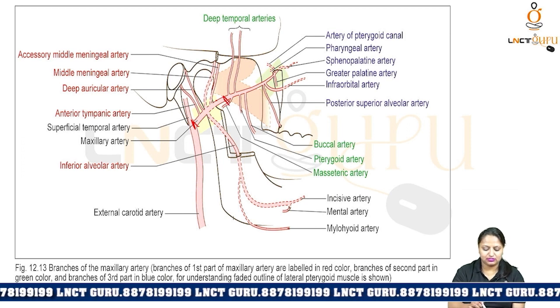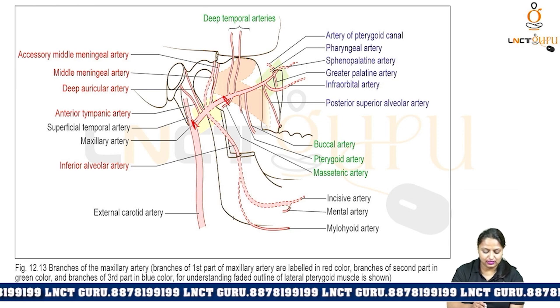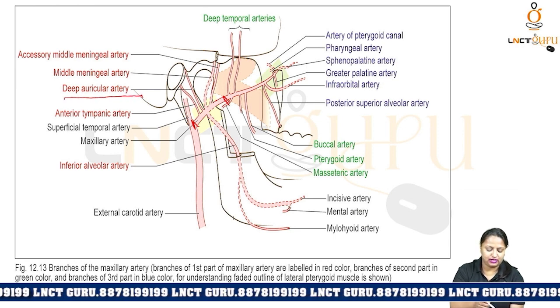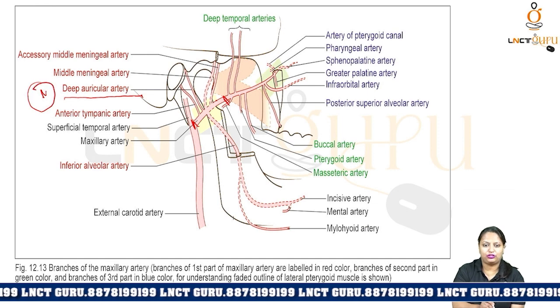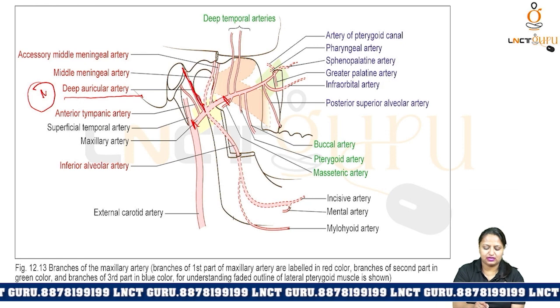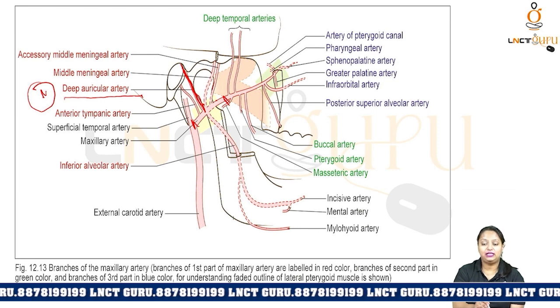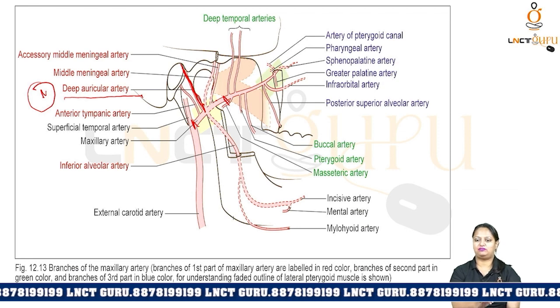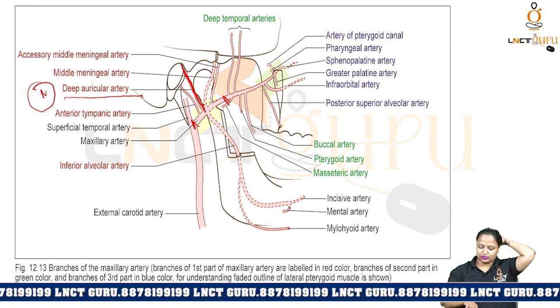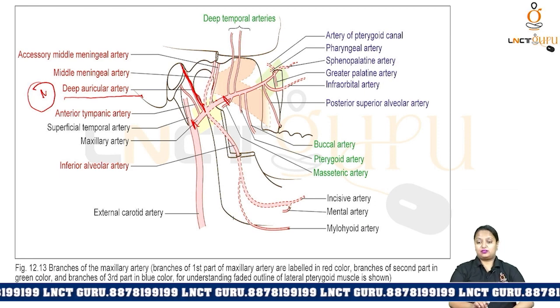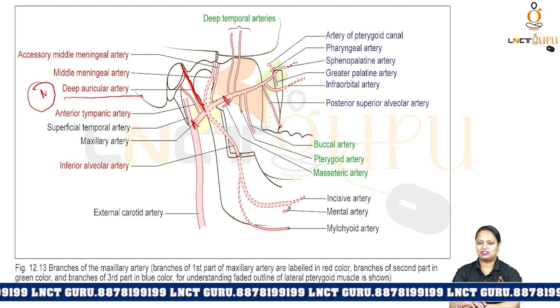The first branch we can see here is the deep auricular artery. Can you see here? This is arising at this upper level and it is going towards the external auditory canal. This opening is the external auditory canal. So this is your deep auricular artery. Auricle is always related with the ear.